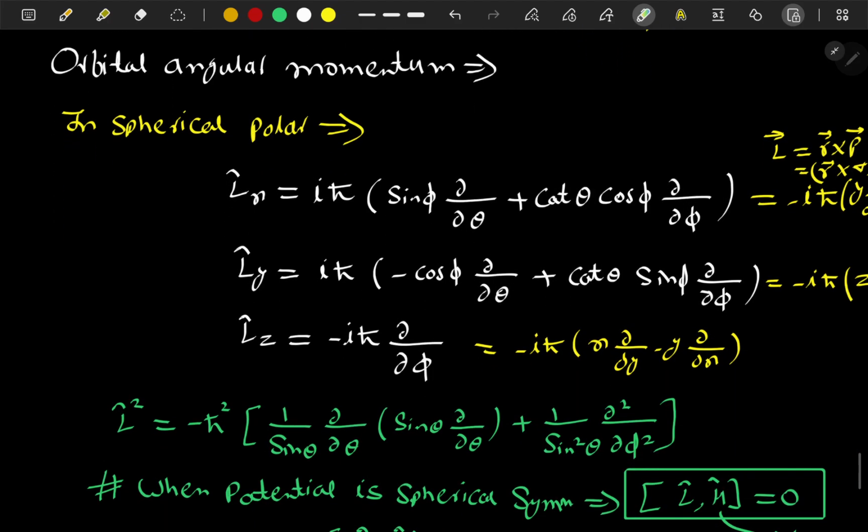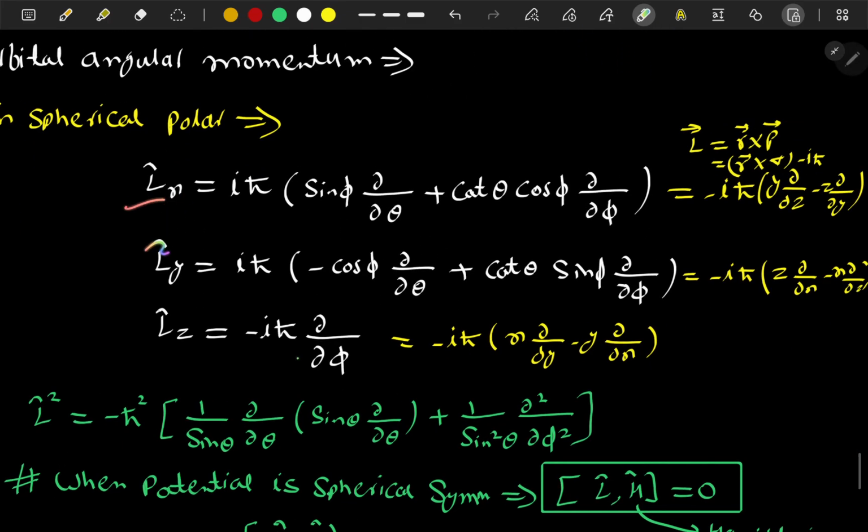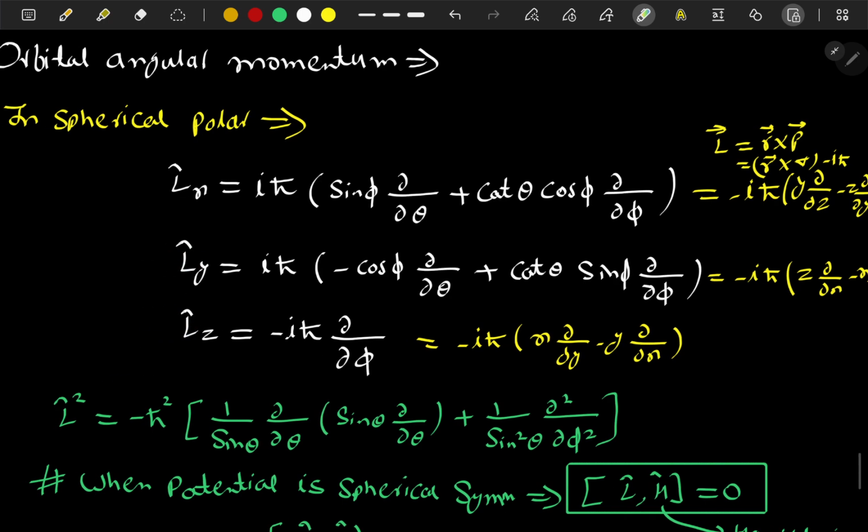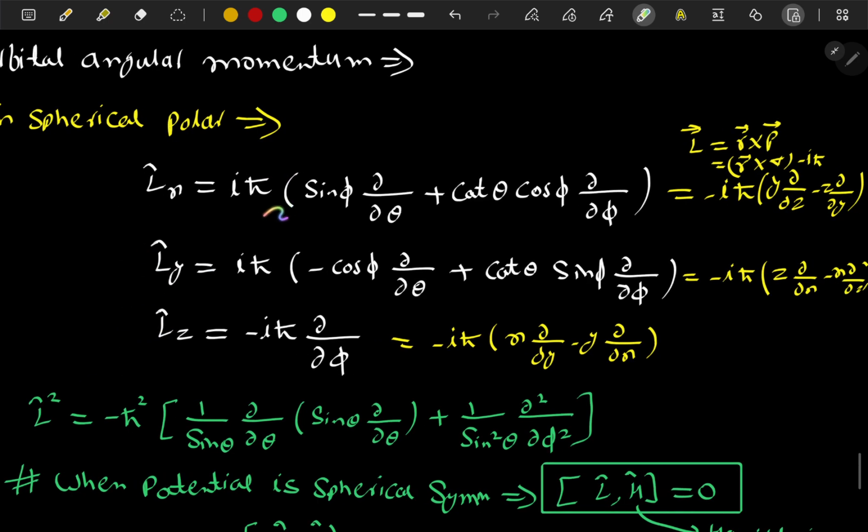Now orbital angular momentum Lx, Ly, Lz for the hydrogen atom. Lz is very simple: minus i h cross del by del phi. What is L? L is r cross p, where p is minus i h cross del. When you solve it, you get minus i h cross (y del by del z minus z del by del y), and similarly for the others.